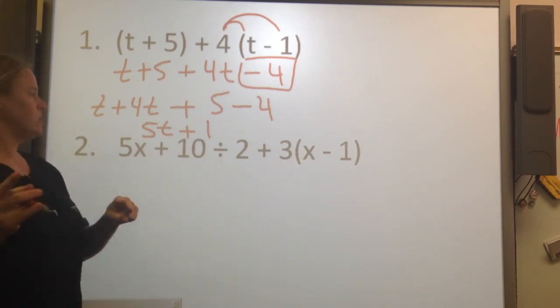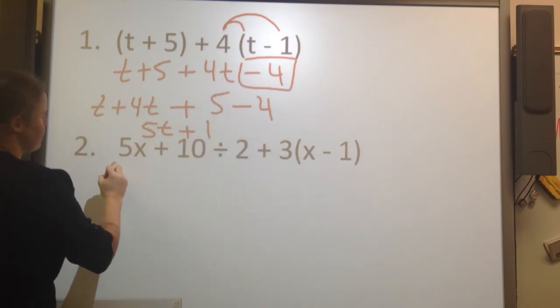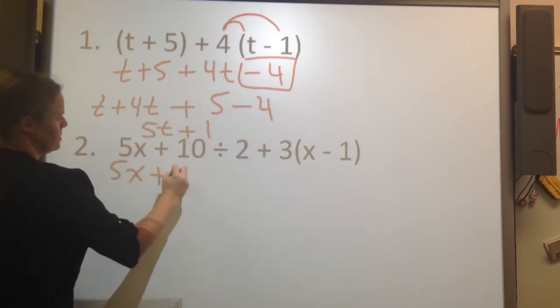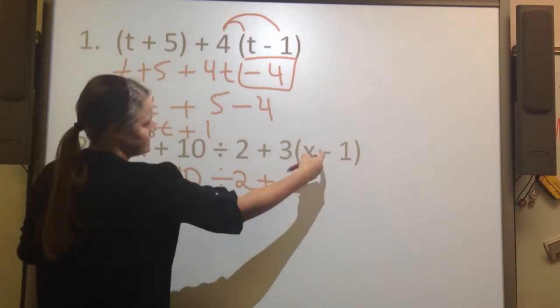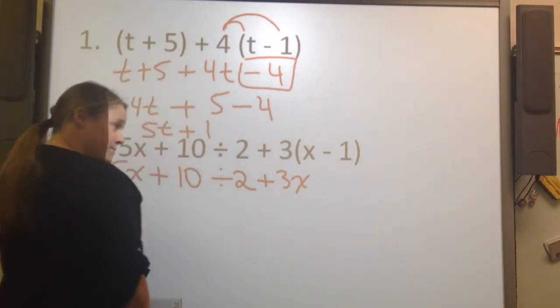For this one, we're getting a little bit trickier. We're going to distribute first. Okay? So distribute first. I'm going to rewrite my expression, and then I'm going to distribute. 3 times x is 3x.